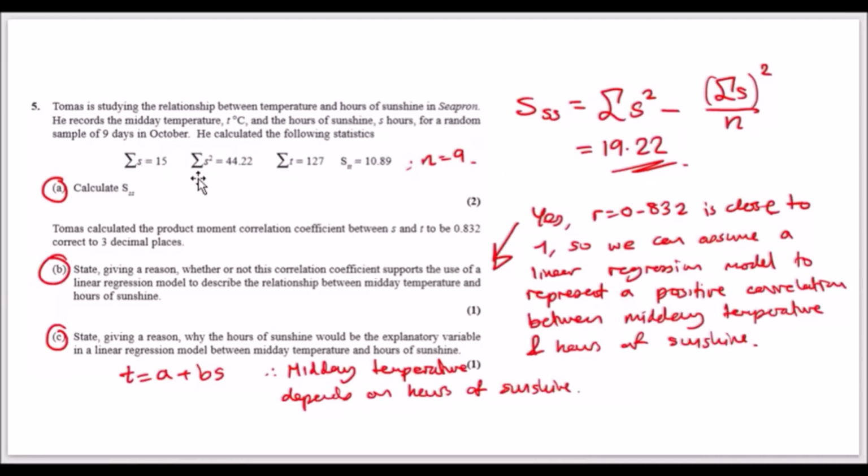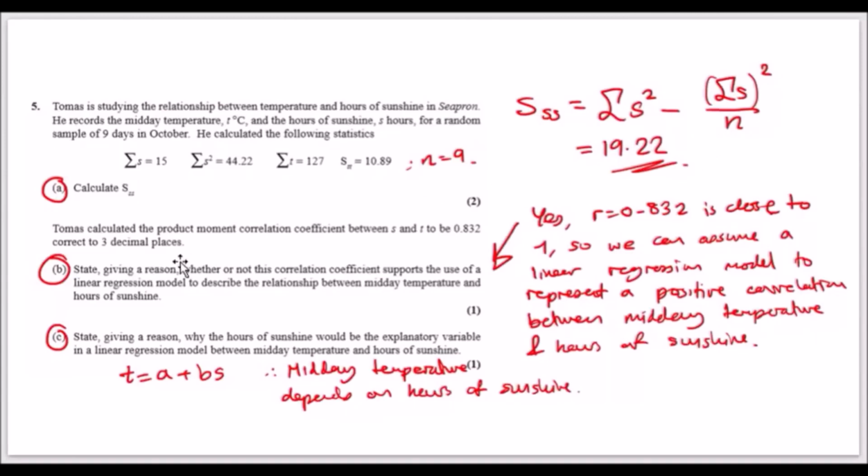So he's got the sum of S, S squared and T, and he's also got, I cannot read my own handwriting, I think that's STT. Okay? Calculate SSS. Alright, so this is standard formulas. So this is the sum of S squared minus the sum of S all squared, so 15 squared over 9. Plug this in and you should get 19.22.